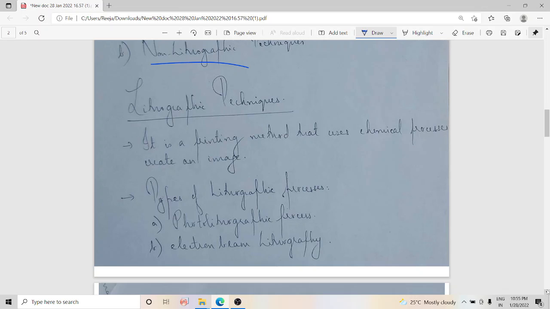Now, lithography is actually a Greek word. Litho means stone, graphy means writing or printing. So you're printing using stones. So how can we print using stone? Now the picture to be printed is carved on the surface of the stone.